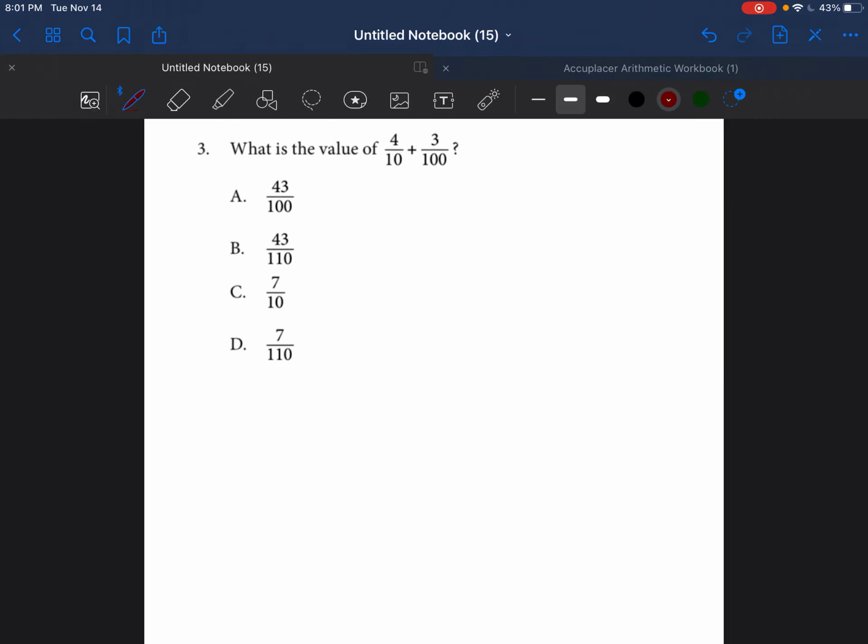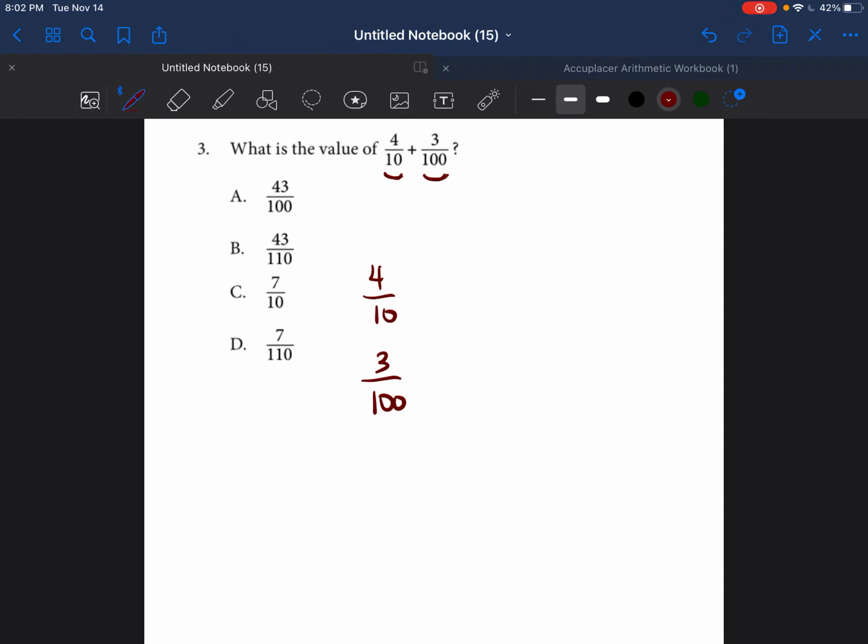So what is the value of 4/10 plus 3 over 100? So the rule when adding fractions is that the denominators have to be the same. The denominators are the bottom numbers. So in these two fractions, are the bottom numbers, the denominators, the same? You're quickly going to say, no, one is a 10 and one is 100. So before we can add these two fractions, we need to make sure that they have the same denominator. So we have 4/10 plus 3 over 100.